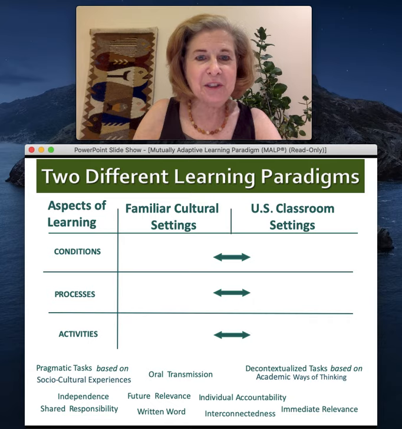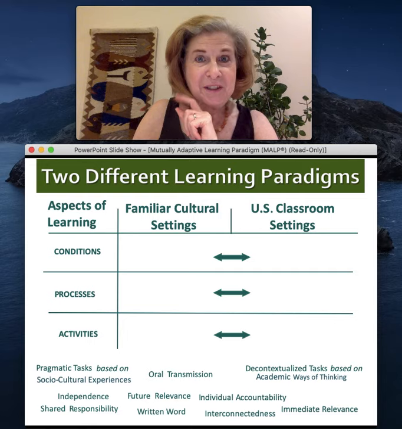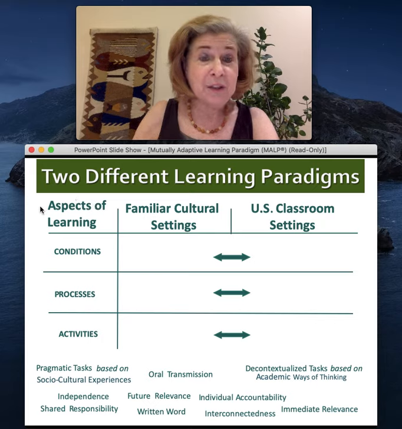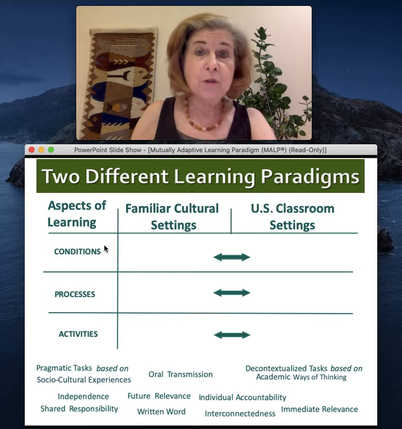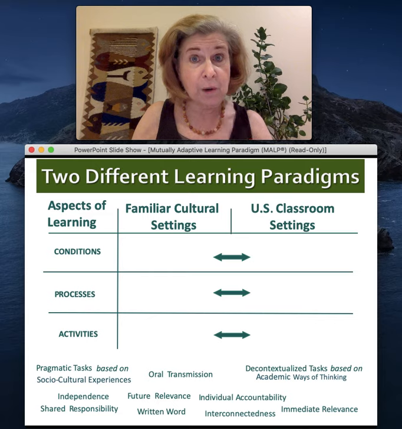Now we're going to look at two different learning paradigms. The items at the bottom of this slide all go somewhere on the slide. We'll get to that in a minute. First, I want to talk to you about the way this slide is set up. So I think of learning in terms of three aspects: conditions, processes, and activities. So what do we mean by that? The conditions have to do with what you need in order to learn. And everyone has different conditions. Many of them are cultural, not just individual.